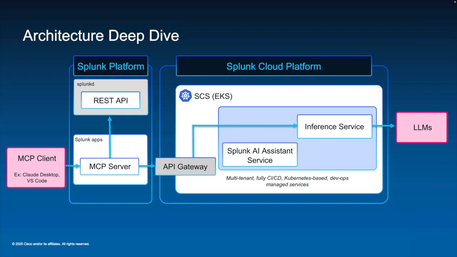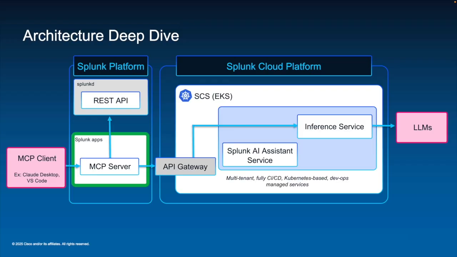Let's take a deeper look at how this technology works, starting on the left with the MCP client. This could be something like Claude Desktop, VS Code, or another AI-powered interface, essentially where a user or another AI agent asks a question. That MCP client doesn't talk directly to Splunk data. Instead, it connects to the Splunk MCP server, acting as a controlled, governed entry point for AI access. The MCP server translates those natural language questions into structured, policy-aware requests.